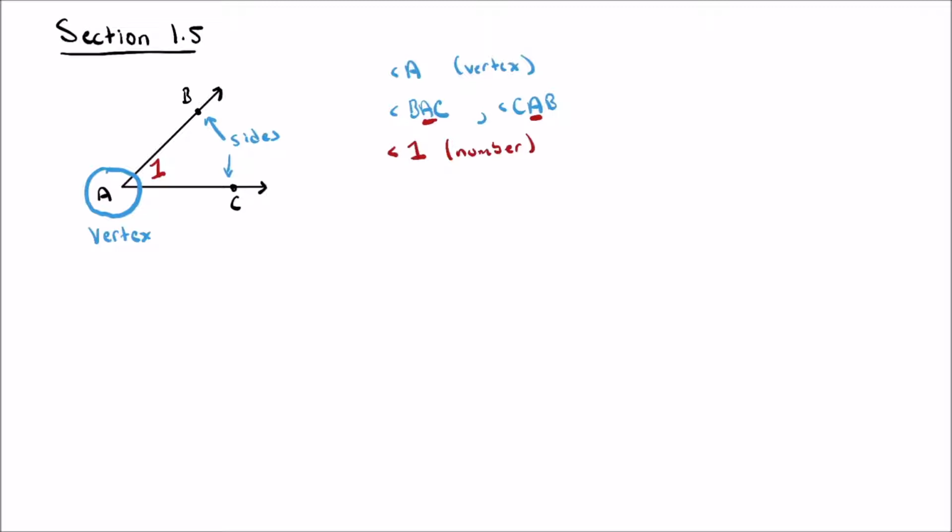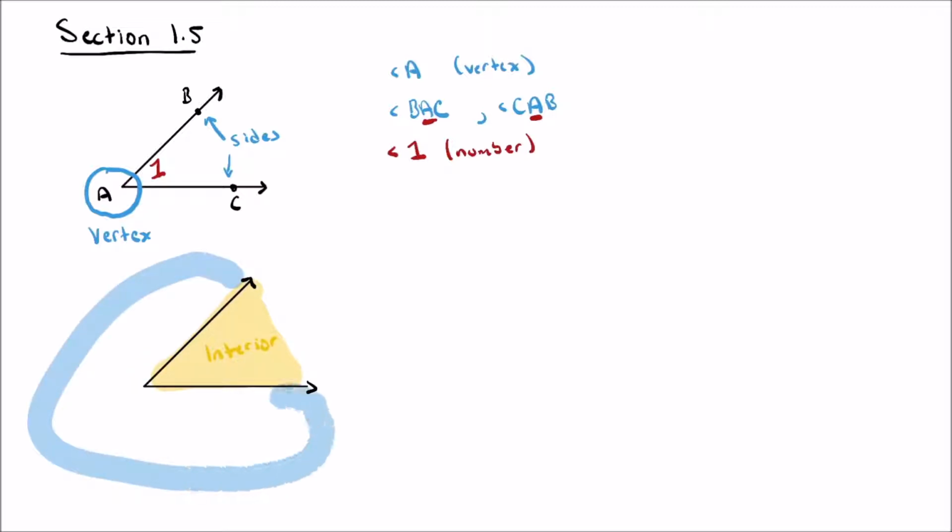And then all angles have what is called an interior and an exterior. The interior is going to be the bit that is in between the two sides. So that is going to be right here in yellow, and I will actually grab a highlighter and highlight that in yellow. So there is going to be the interior of our angle. And then the exterior is going to be everything outside of the angle, so all of this space, all out here and forever. So the exterior of the angle is much larger than the interior of the angle.